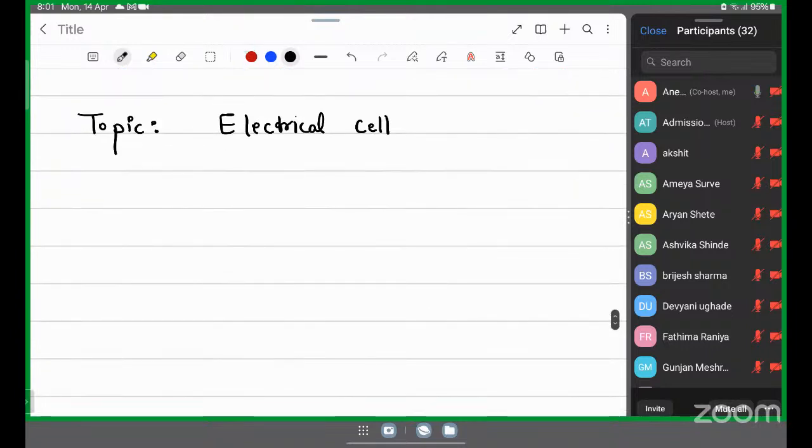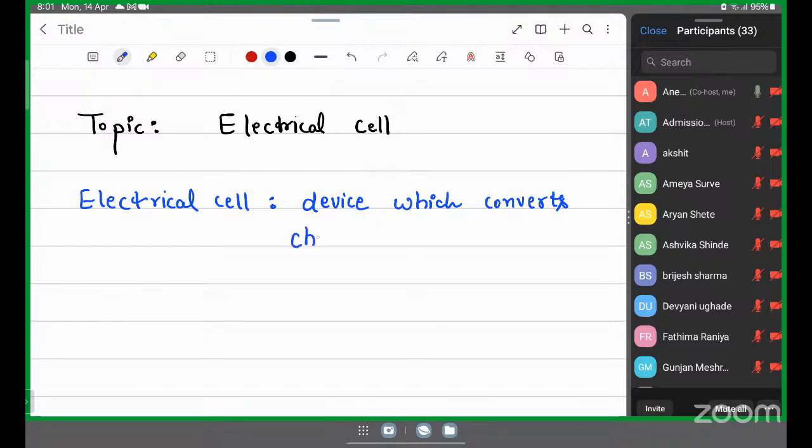What is electrical cell? Electrical cell is a device which converts chemical energy into electrical energy.